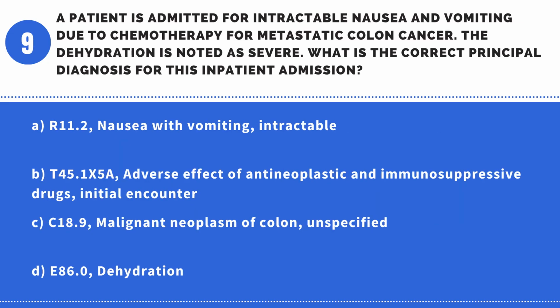Question 9. A patient is admitted for intractable nausea and vomiting due to chemotherapy for metastatic colon cancer. The dehydration is noted as severe. What is the correct principal diagnosis for this inpatient admission? A. R11.2, nausea with vomiting, intractable. B.